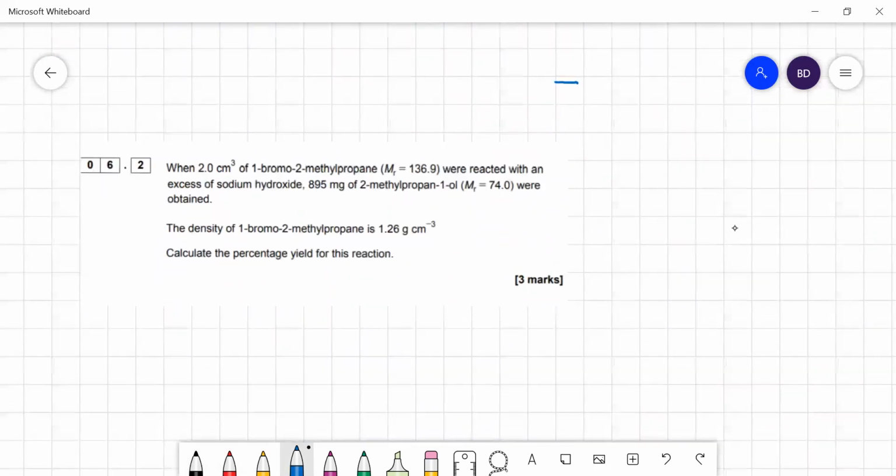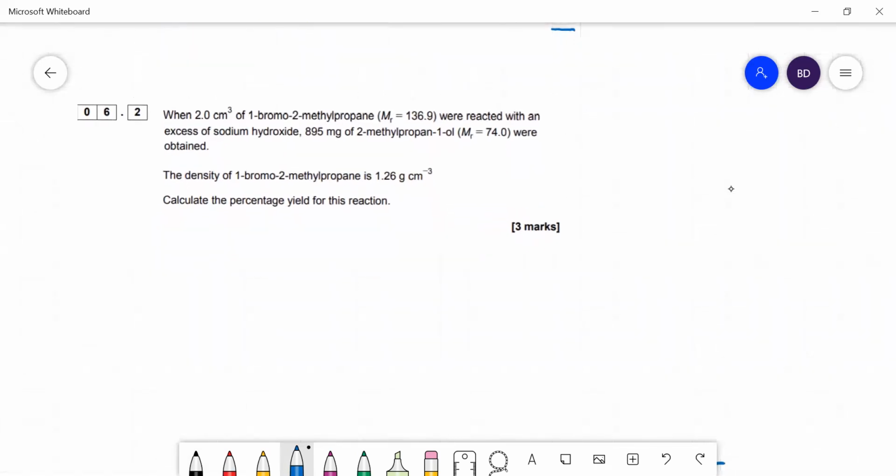Right. When 2 centimeters cubed of 1-bromo-2-methyl propane reacts with an excess of sodium hydroxide, 895 milligrams of the alcohol were formed. We've got to work out the percentage yield there. Okay, right. So we have to remember that 1 mole of haloalkane is going to give us 1 mole of alcohol. It's a 1-to-1 ratio.